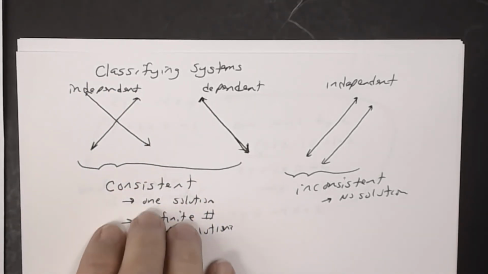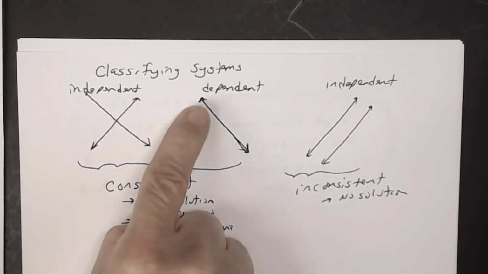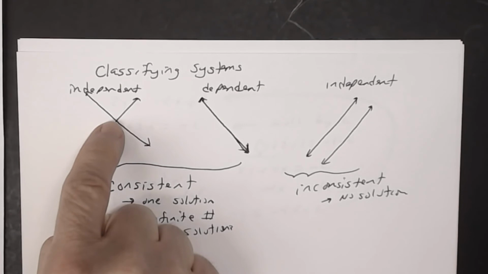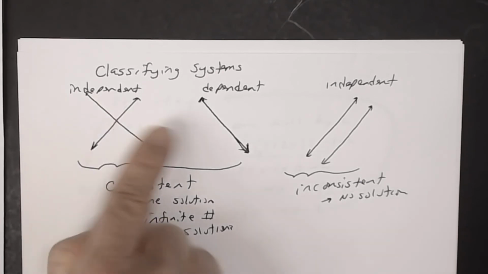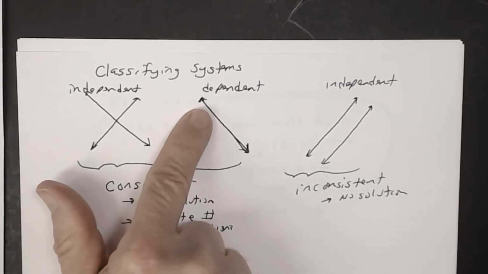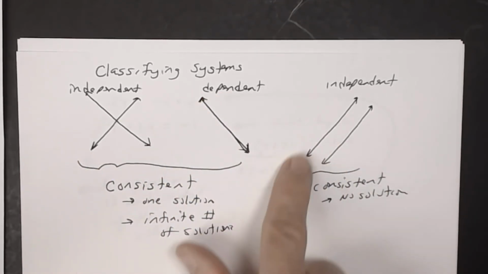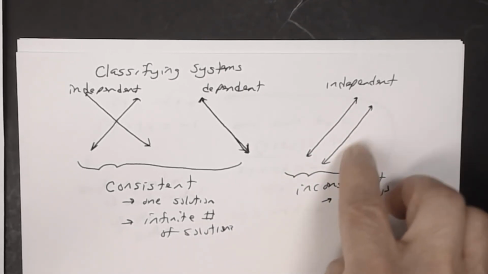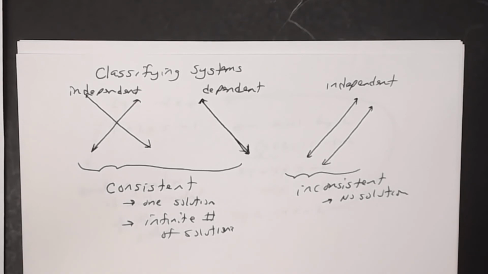In a consistent system, the lines intersect or they overlap. If you get one solution, then the equations in the system are independent. If you get an infinite number of solutions, then the two equations are dependent on each other. If the system is inconsistent, meaning that the lines are parallel and you have no solutions, then the equations are independent. Okay? All right, so that was the gist behind the classifying of systems.